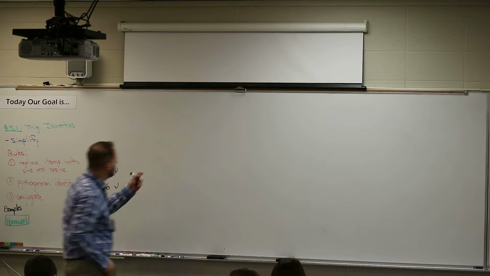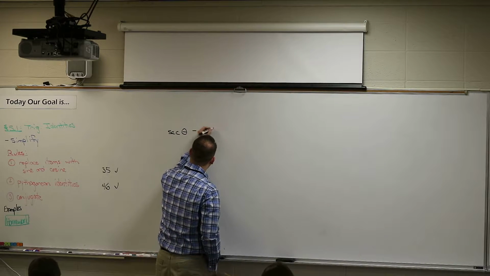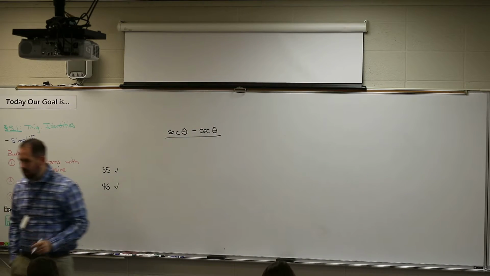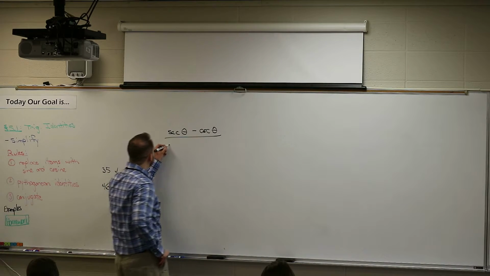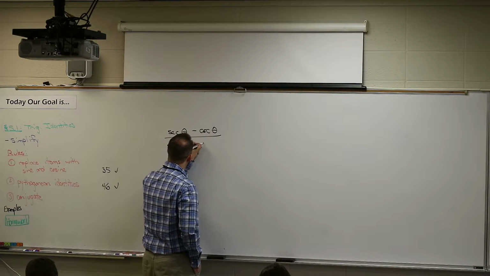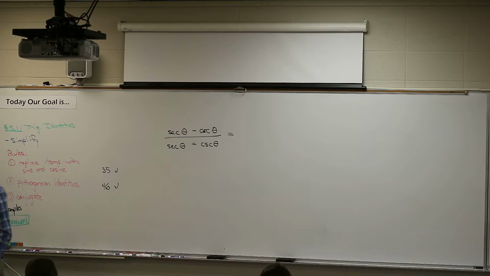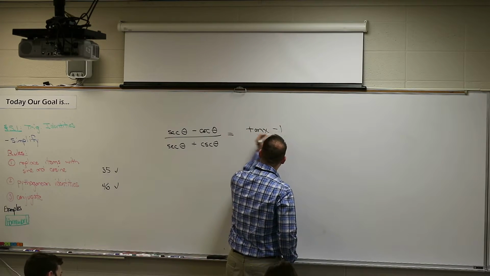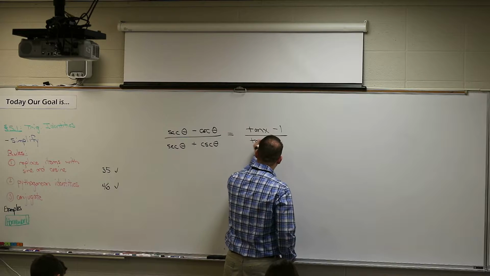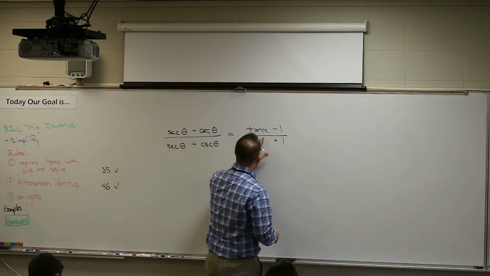So secant theta minus cosecant theta all over secant plus cosecant equals x minus 1 over tangent x plus 1.